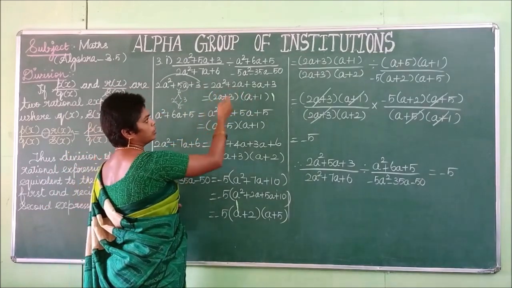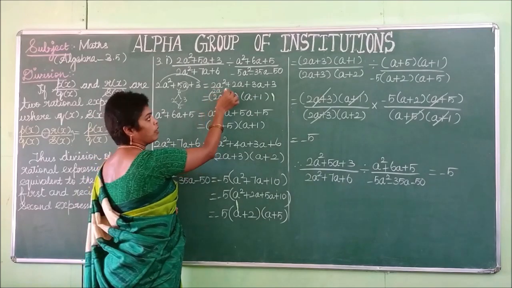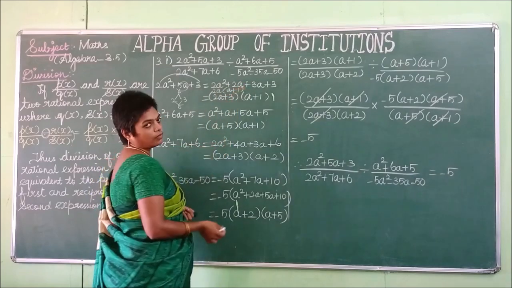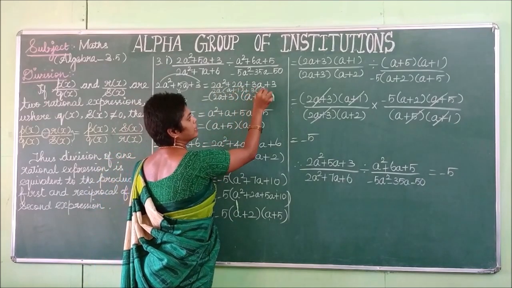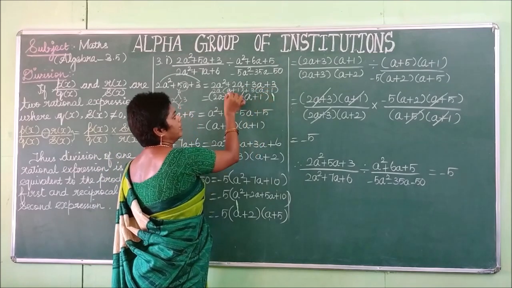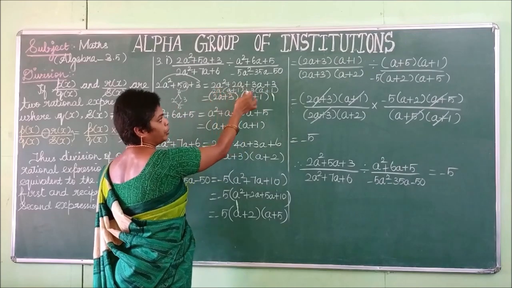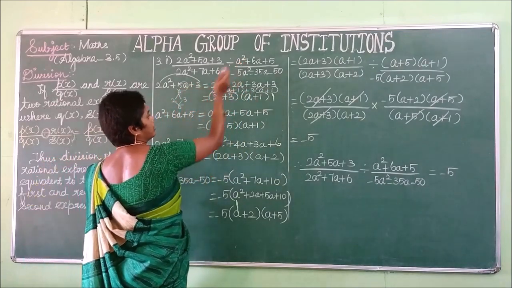So from these two terms, you can take 2a as common. If you take 2a as common, what are the other terms? a plus 1. Similarly, here you take 3 as common. What are the balance terms? a plus 1. Take a plus 1 as common. What are the remaining terms? 2a plus 3.